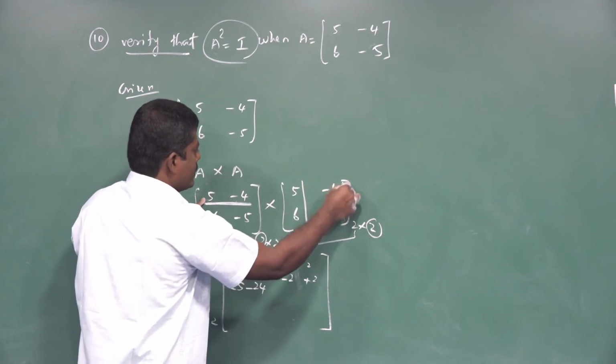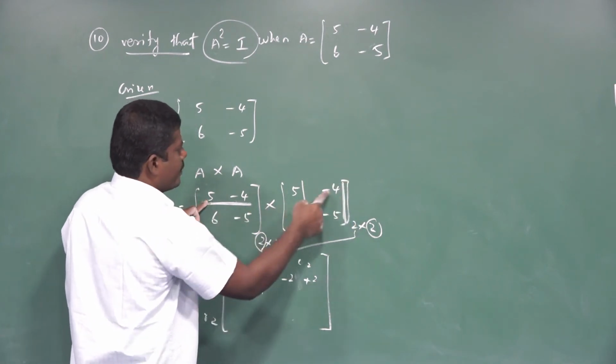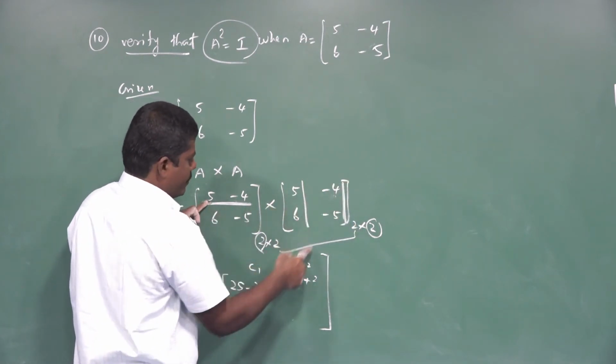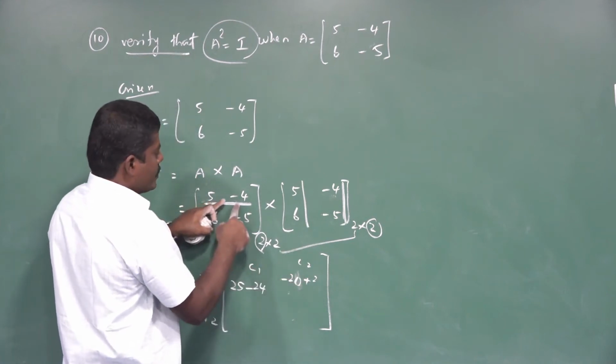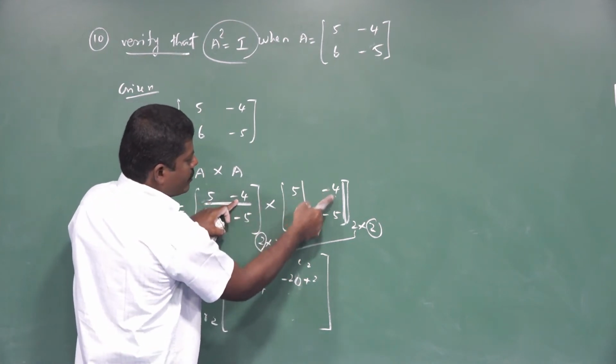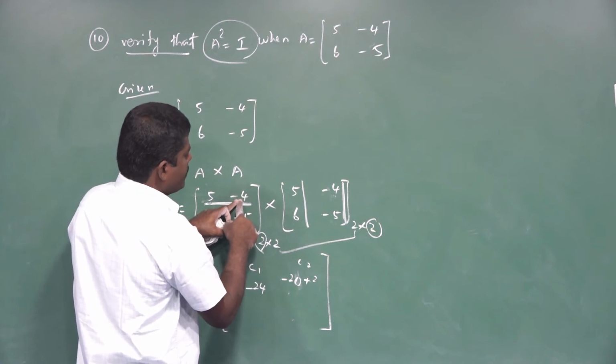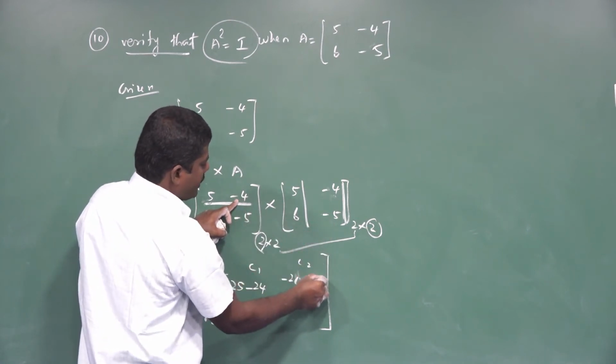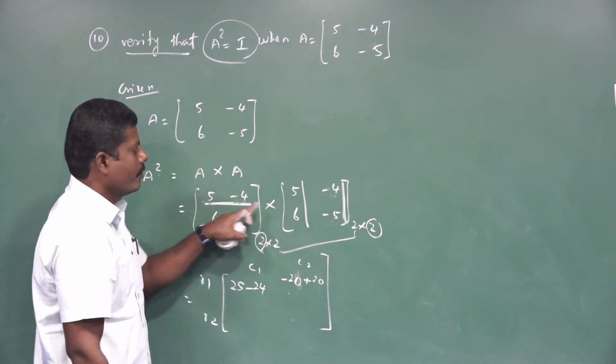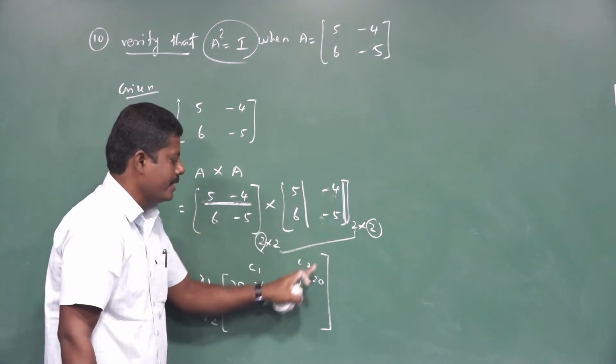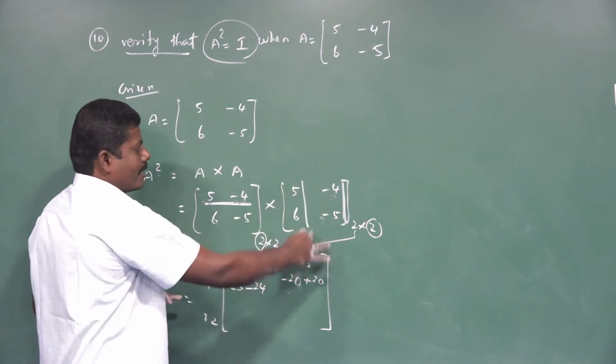First row, second column, first element multiplied by first element: 5 multiplied by minus 4, minus 20. Next we move to the second element. Here also we move to the second element. Minus 4 multiplied by minus 5, plus 20. 4 fives are 20, minus into minus plus. Next, 2 columns are over.